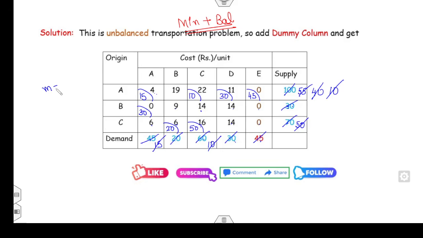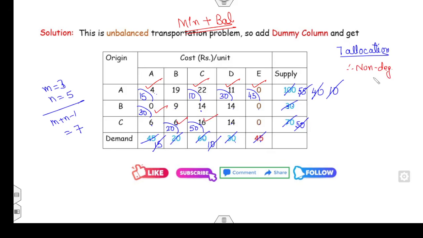So your answer will be m is equal to 3, n will be 5, then m plus n minus 1 is my 7. You need 7 allocations for this problem. So we will see how many allocations you have. 1, 2, 3, 4, 5, 6, 7. So yes, you have the non-degenerate BFS solution. And you can find the cost. That cost will be 15.